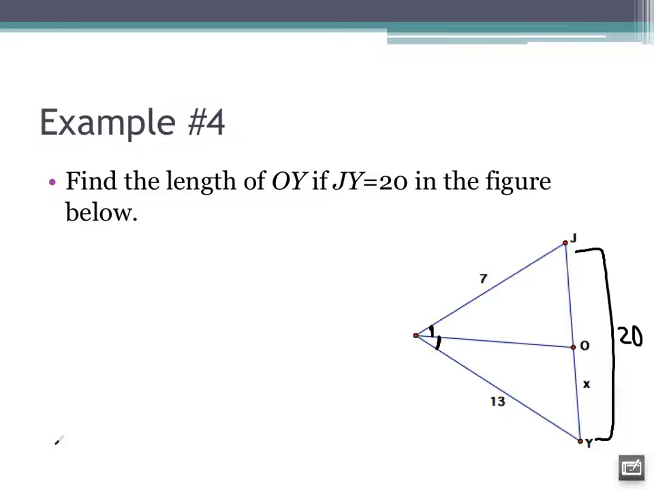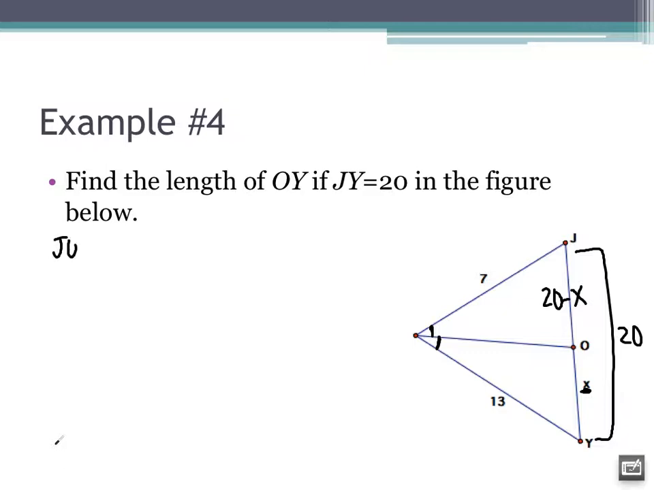So here's the difficult part, is we don't have JO. But we do know that JY is 20. If the entire segment is 20, but OY is X, then JO is going to be 20 subtract X. 20 subtract whatever OY is. So if OY is 14, then JO is just going to be 6, because they have to add to be 20.